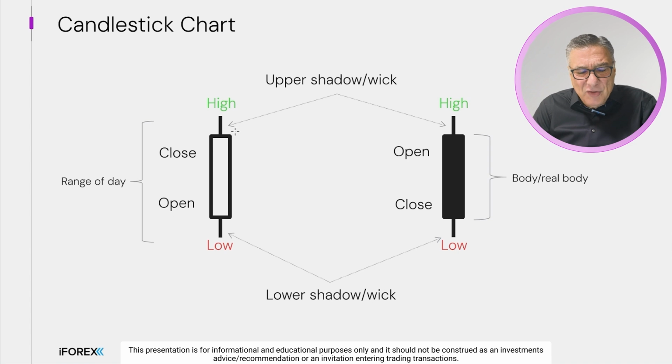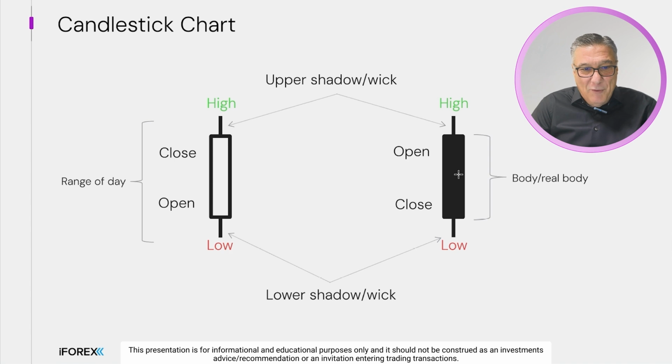The upper shadow is the line emerging above the rectangle area, and the lower shadow is the vertical line below the rectangle area. The rectangle area, by the way, is called body or real body. It doesn't really matter what the color is. The name is body or real body. You can use these two terms interchangeably.